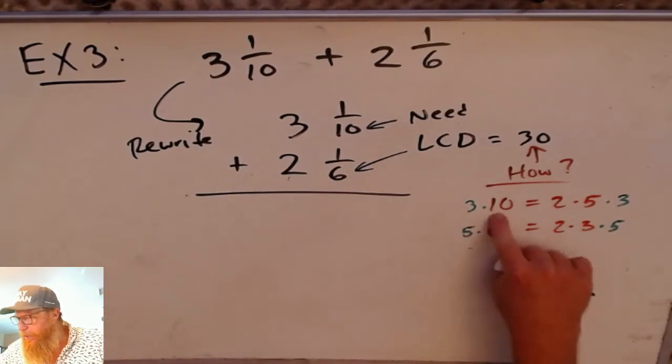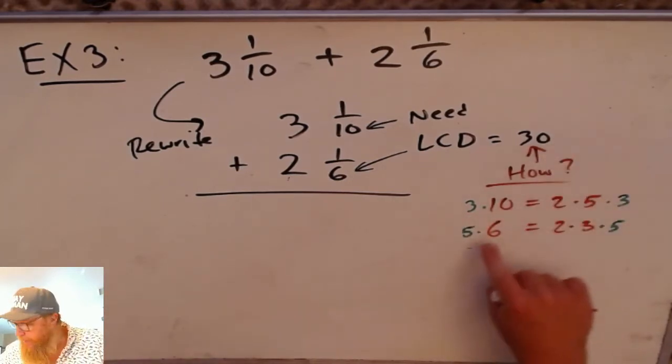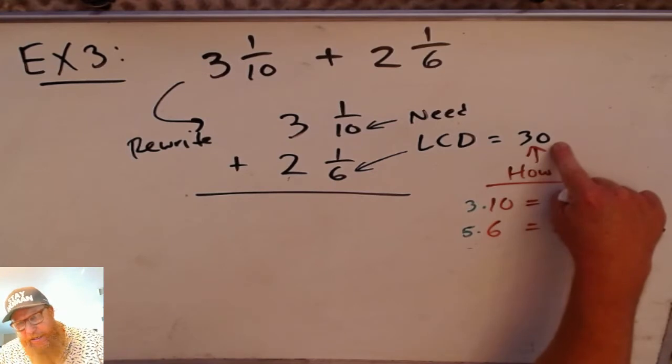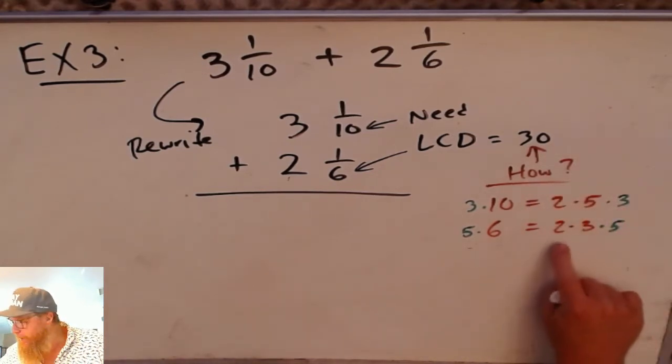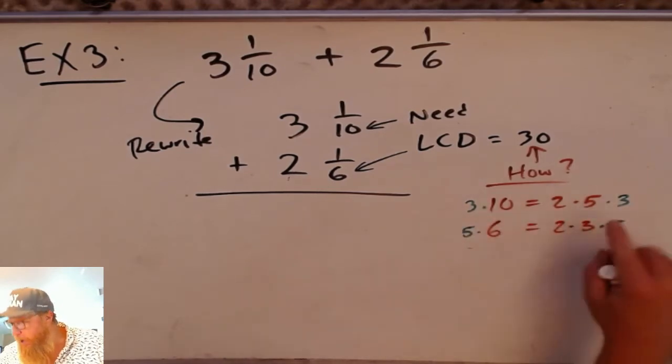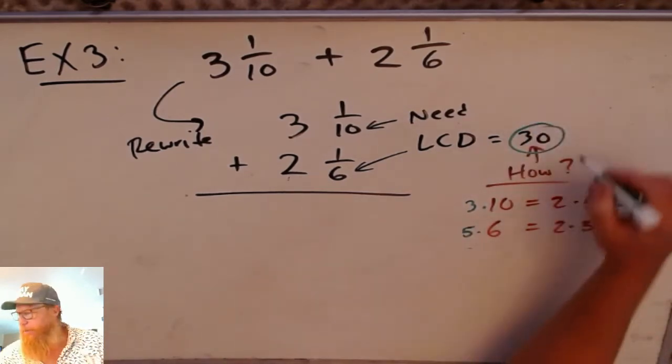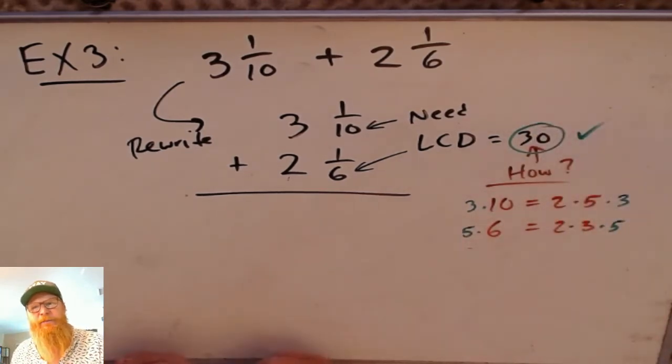And now they're all the same. Look, 3 times 10 is 30. 5 times 6 is 30. 2 times 5 times 3 is still 30, and 2 times 3 times 5. So these are all 30, and that's the common denominator. I've checked it out now.